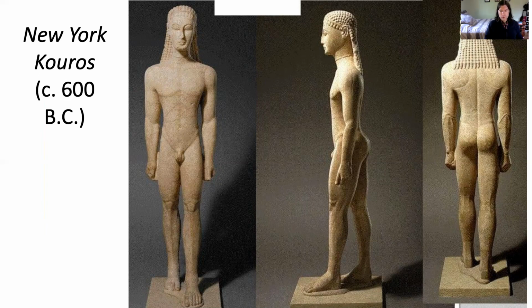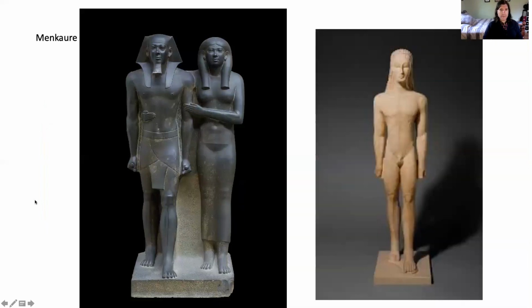I think it might be useful to compare this sculpture with a work, not one that we've necessarily seen before, but from a culture that we've studied, and that is Egyptian sculpture. So if we compare the New York kouros with, say, this sculpture of Pharaoh Menkaure, we see, I think, some very clear similarities. You've got a very rigid posture.